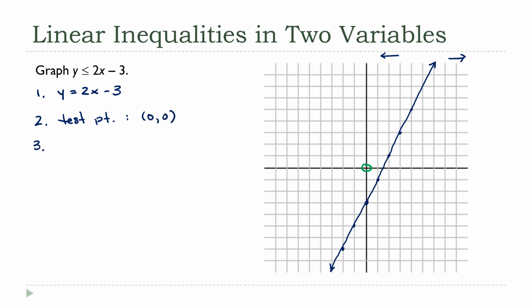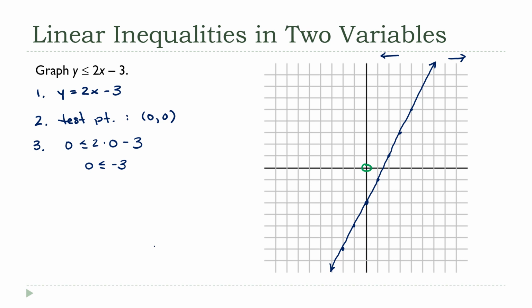Step 3, I'm going to take that test point and I am going to put it back in the original inequality and see if it works and see if it satisfies it. All right, so if I put 0 in there, I get 0 less than or equal to 2 times 0 minus 3. That's 0 less than or equal to negative 3, and that is not true. Right, that is a false statement.